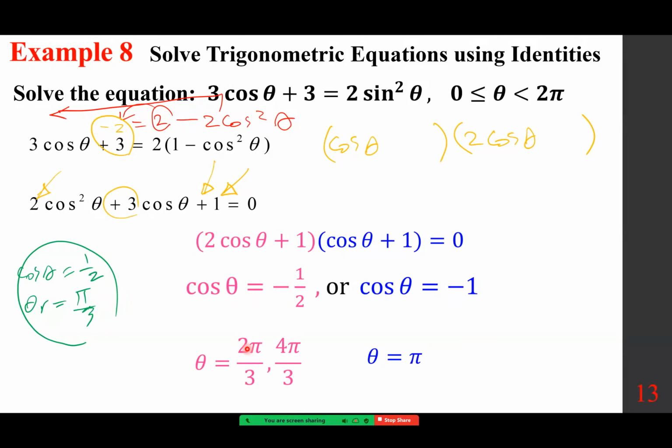Then you add 2n pi to this one, 2n pi to this one, 2n pi to this one, because sine and cosine have the period of 2 pi.